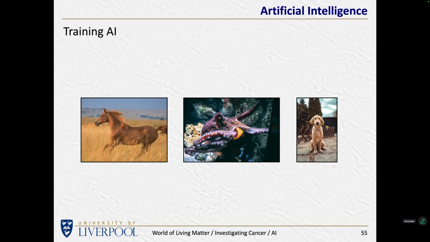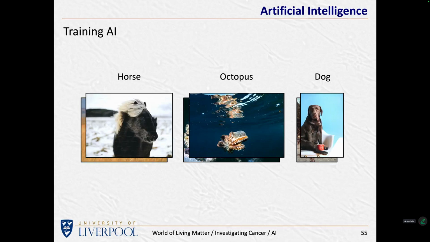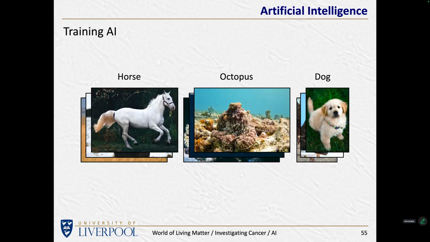What we do is effectively give it as many pictures of horses as we can find, and as many different pictures of octopuses as we can find, and as many different pictures of dogs, different colours, different shapes, different types of dog, different breeds of dog, and we give it lots and lots of data, and eventually it learns to recognise that these things appear to be horses, these things appear to be octopuses, and these things appear to be dogs.